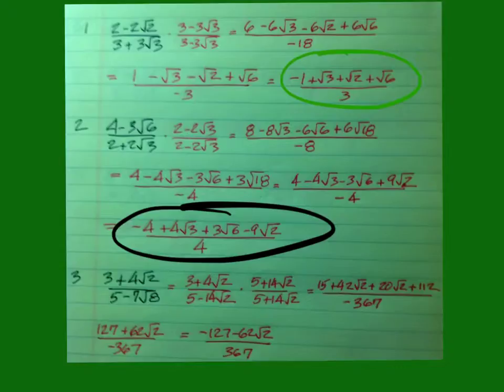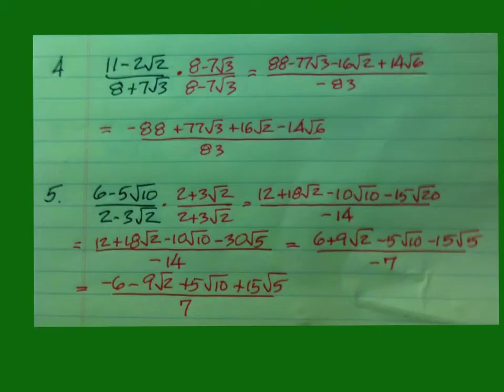And as with first period, there is one mistake here. That should be a minus sign there. Should be minus square root of 6 on number 1 because it was plus here and we changed the sign of everything. On number 4, it's negative 88 plus 77 square root of 3 plus 16 square root of 2 minus 14 square root of 6.